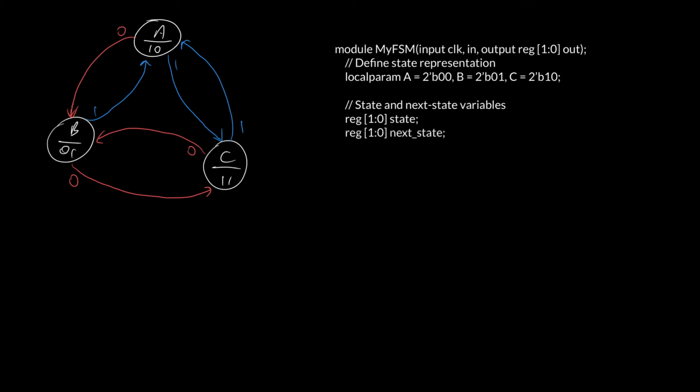Now, rule number 1, always initialize our state. So what's our starting state? It wasn't labelled. That's a mistake, whoever drew the state diagram forgot to label the starting state. Let's assume we start in state A. So we've got state and next state variables and initialization, which I'll add here.